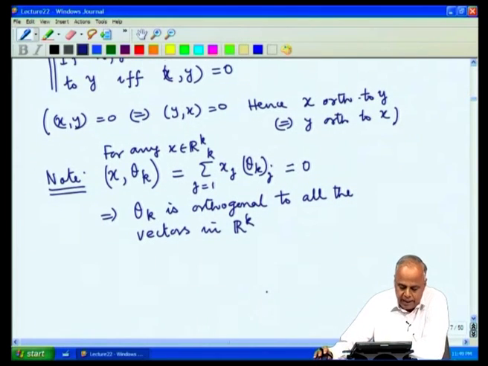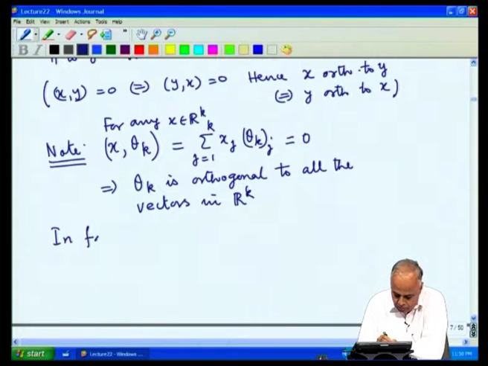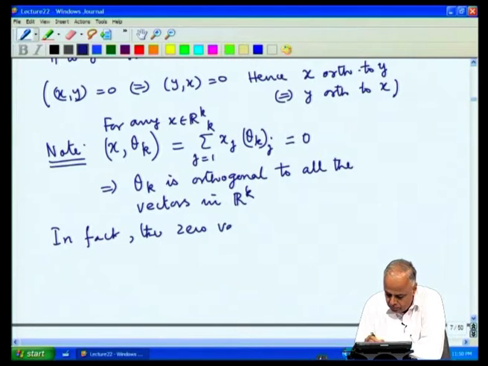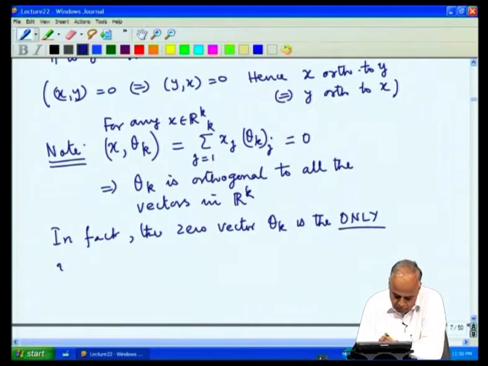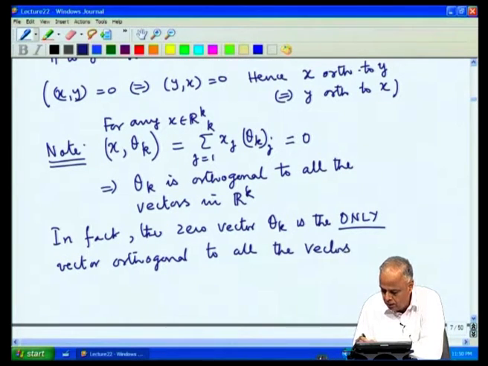Now, in fact, this is a characterization of the 0 vector, because this is the only vector which is orthogonal to all the vectors. In fact, θ_k, the 0 vector, is the only vector orthogonal to all the vectors in R^k. This is the only vector, no other vector can be orthogonal. Why?